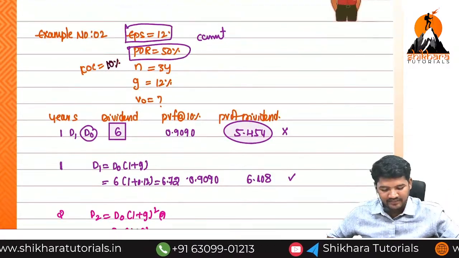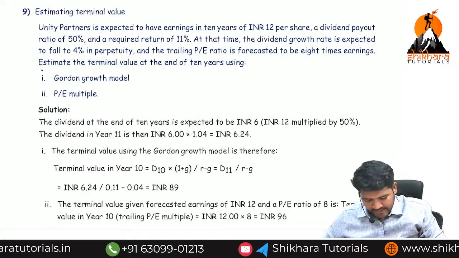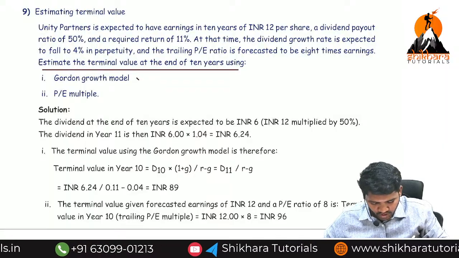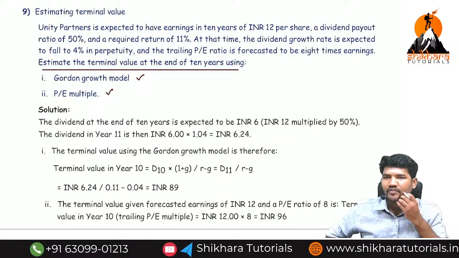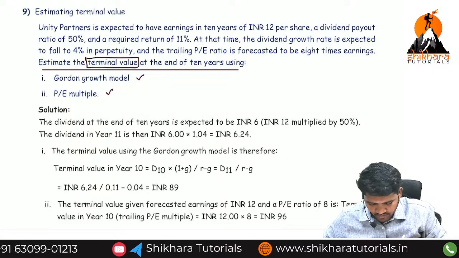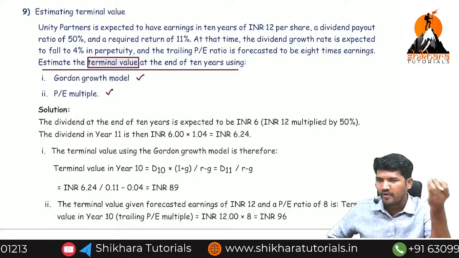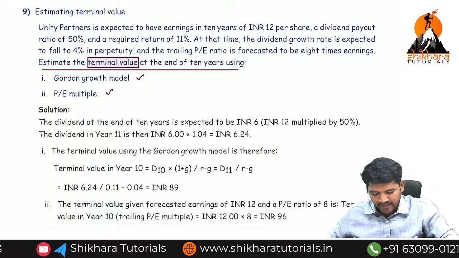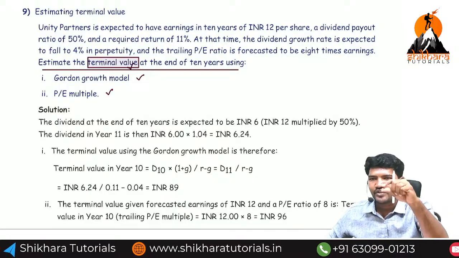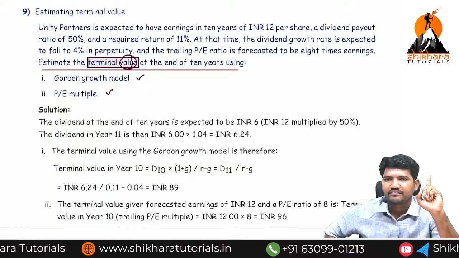Okay, done. So what do you understand, guys? Estimate the value at the end of the 10 years using Gordon's growth model and PE multiple. Now the point is the word terminal value. The word value means we can take two points of view, either per unit or total. Are you clear? There is no clarity in this terminal value word. If you understand the entire concept, they provided per share values, so value here means per share. Are you clear?